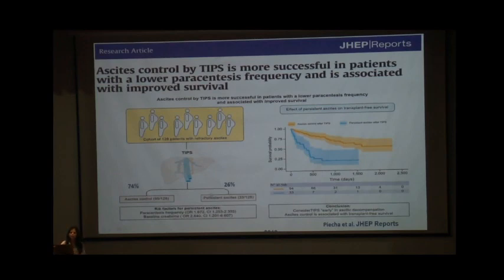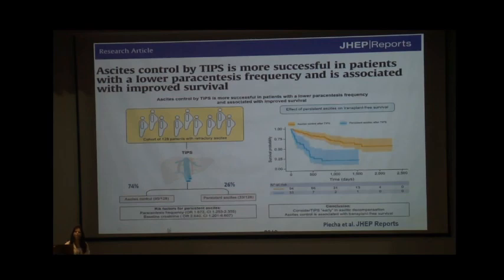So when they looked at this set of patients, they found that what predicted the lack of control of ascites was the cumulative paracentesis frequency and the baseline creatinine. So the number of paracentesis: the later that you're doing TIPS in refractory ascites patients, the more the number of paracentesis, the more likely it is that the patient may not respond to this therapy.